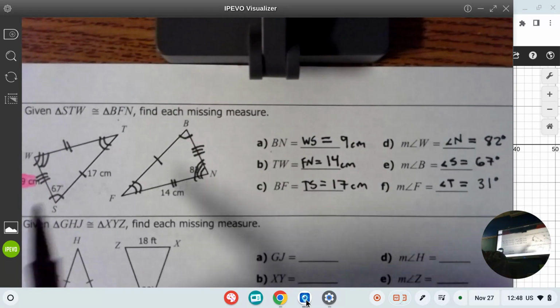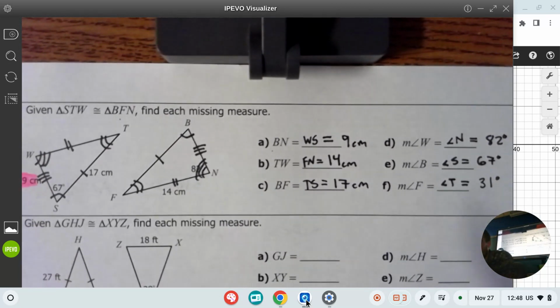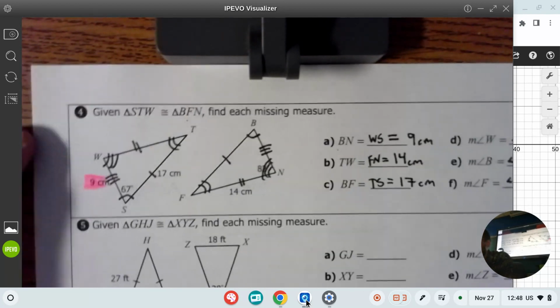I can't emphasize enough how nice it is to put these. I know you might be thinking, oh, I like to take as many shortcuts as I can. It is a shortcut to write all of these things, I promise.